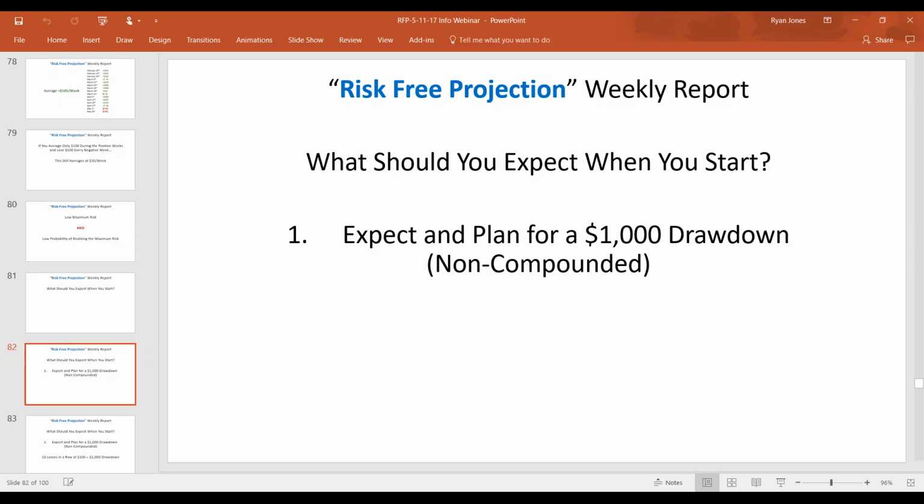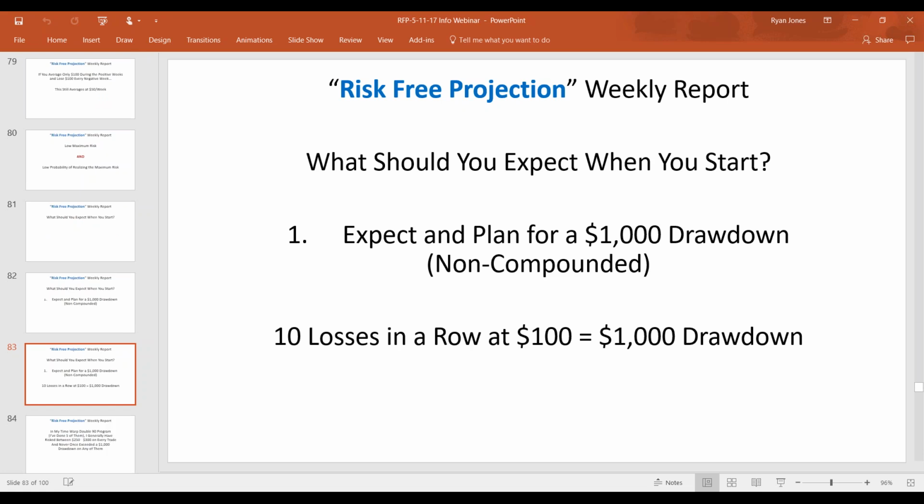Remember what I said before? That's one of the biggest problems that traders face, is they are ill prepared for the risk. They don't commit based on what the realistic risk is. So I say expect and plan for a $1,000 drawdown non-compounded. That would equal 10 losses in a row at $100 a piece. That's what that's equivalent to. Now, based on everything that I just showed you, if you follow that, what do you think the probability of that occurring is?